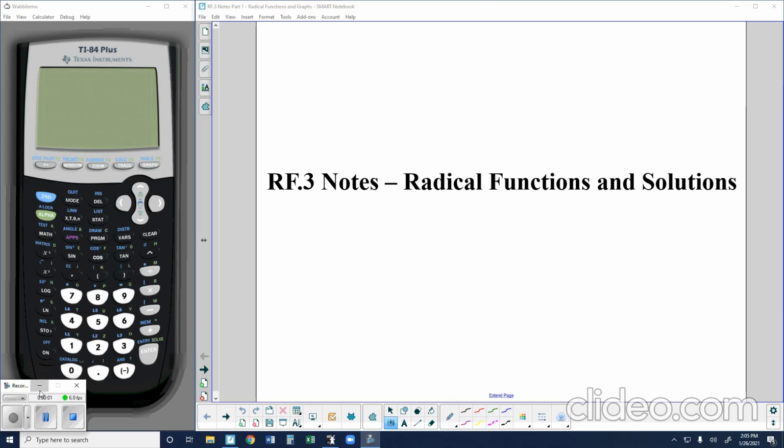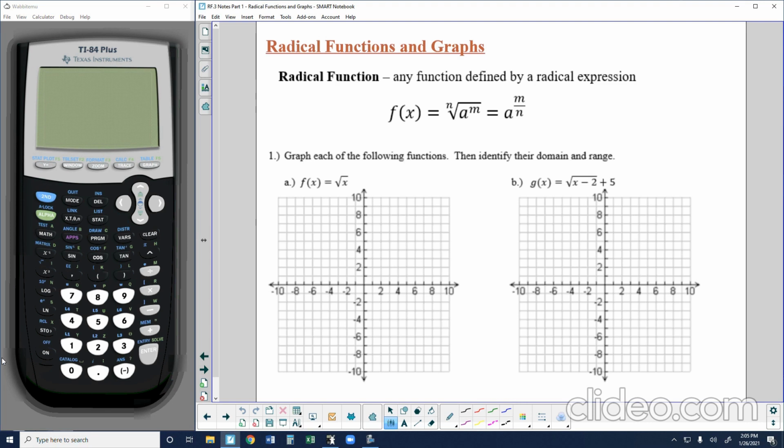What's up, guys? Welcome back to another Algebra 2 instruction lesson here with Mr. Gaines. As we continue in Unit 6, we have been looking at radicals and radical expressions, and now on to radical functions. So today we are going to take a look at radical functions and their graphs.